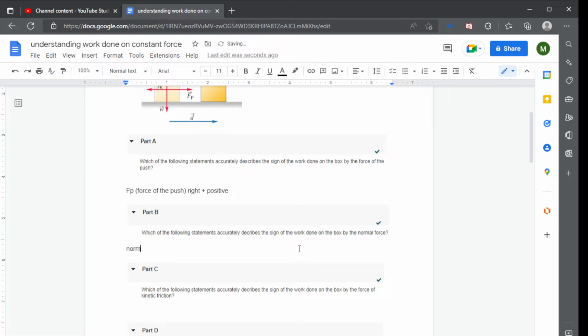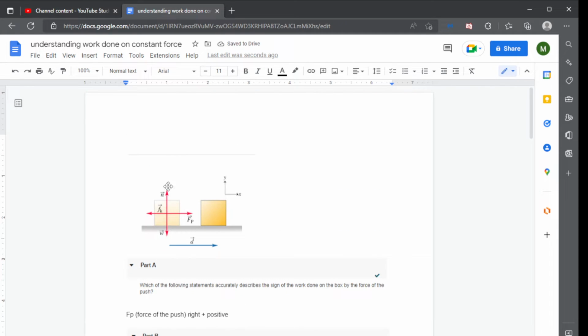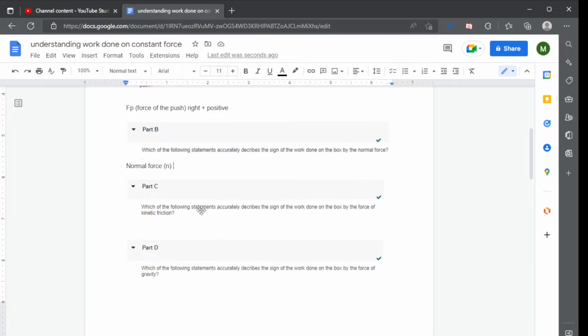Normal force will be N, and we're looking for N. N will be in the middle of the x-axis, which is not moving anywhere, which will be 0.